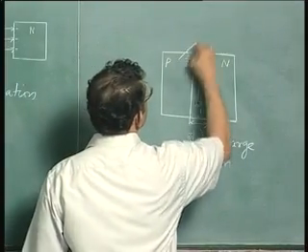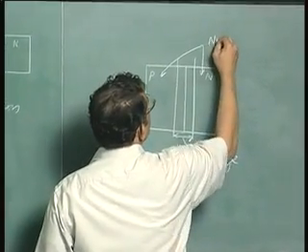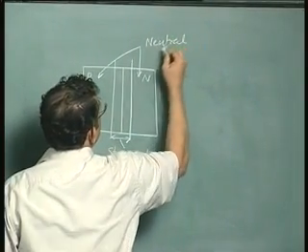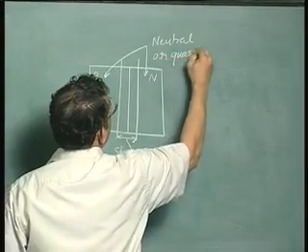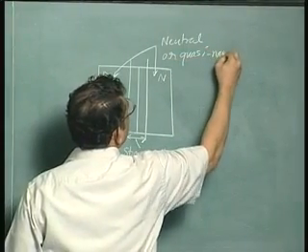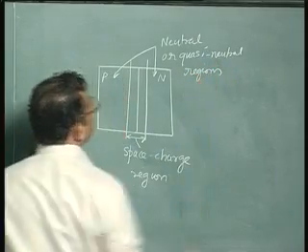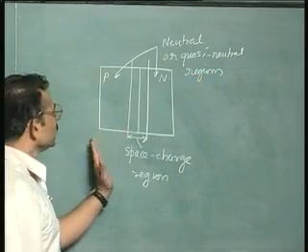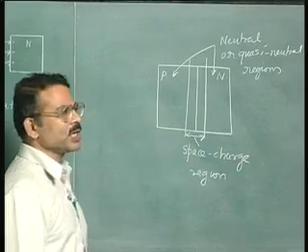And these two regions are the neutral regions. So neutral, or quasi-neutral if it is non-equilibrium. Okay, so this is one way of partitioning this device, partitioning of a p-n junction for analysis.